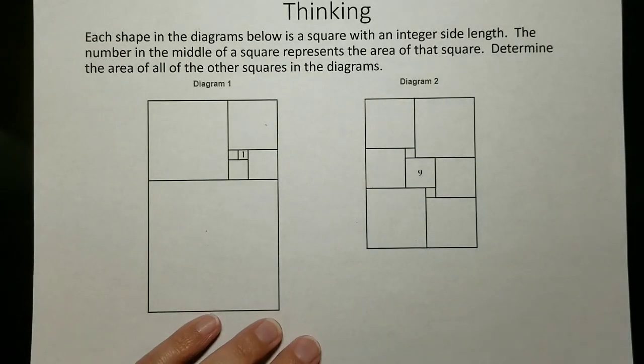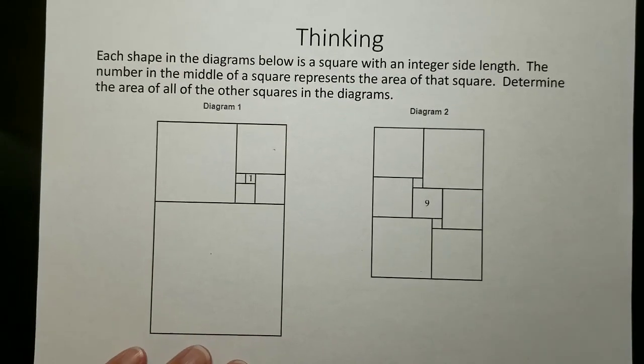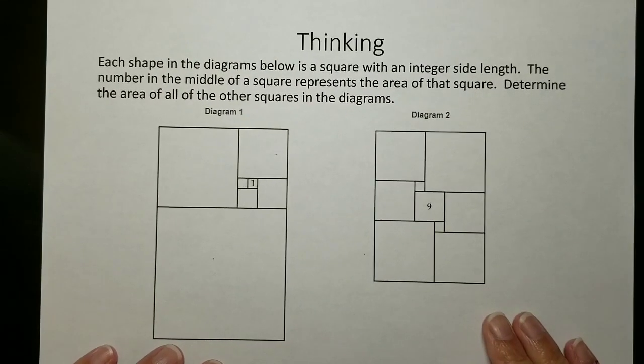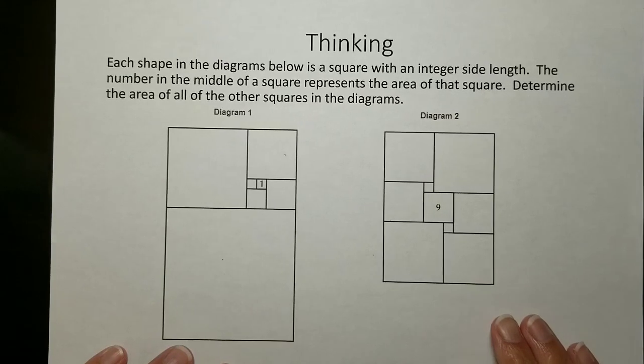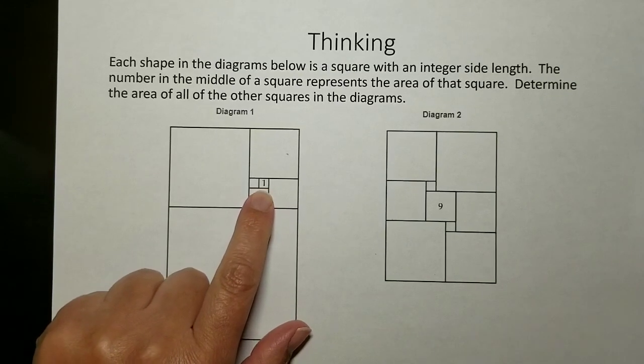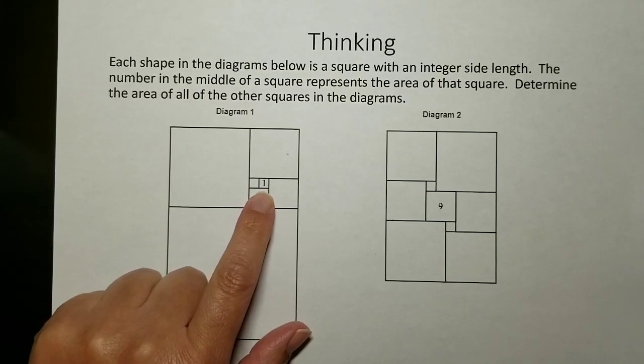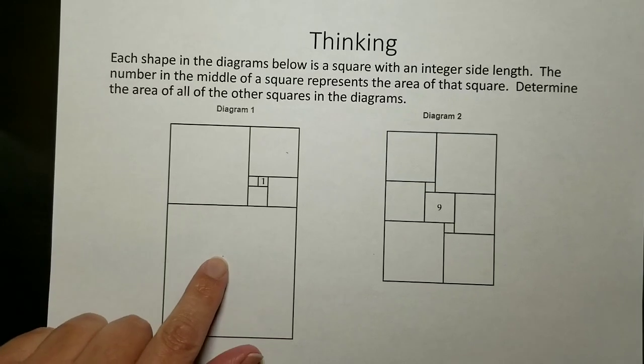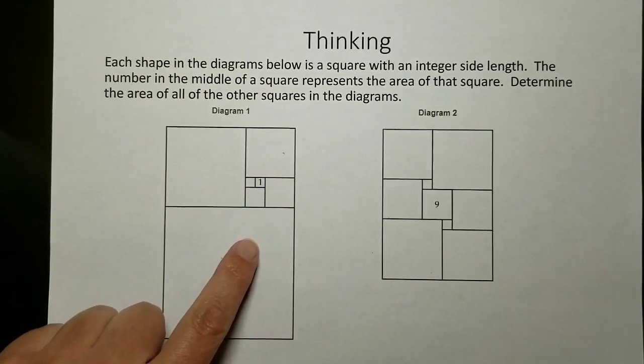Last example for this lesson. This is giving different shapes, and it's asking us to find the area of each square. So this is kind of a thinking one. On this one, we'll do this one first. It says that the area of that little teeny tiny square is 1. And we want to figure out the area of all of the other squares in this picture.